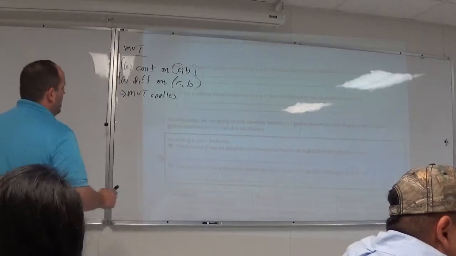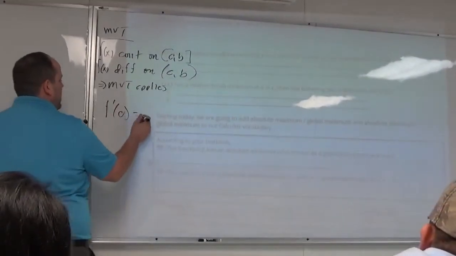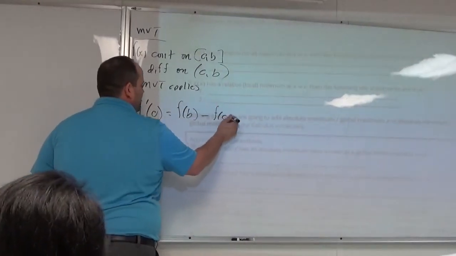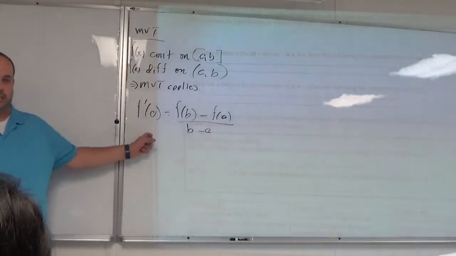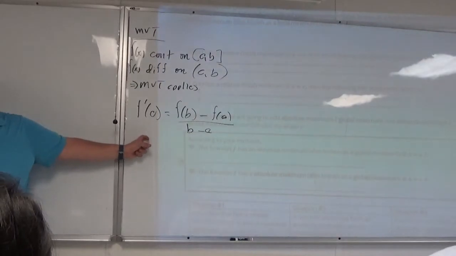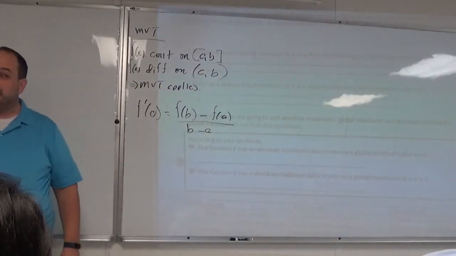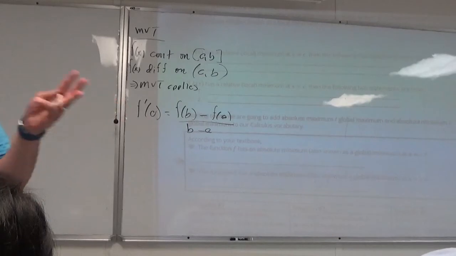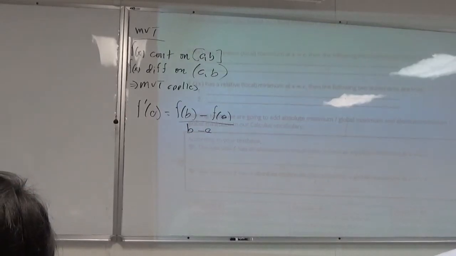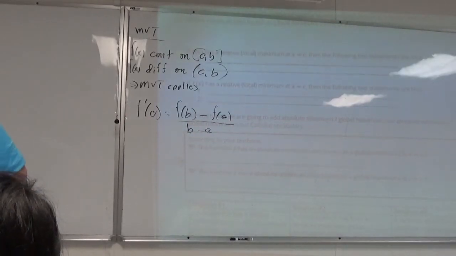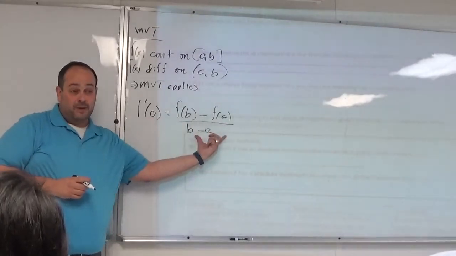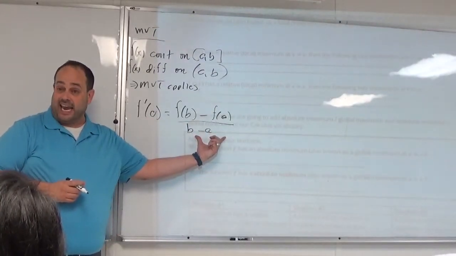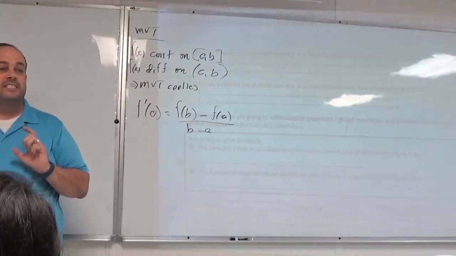F prime of c equals f of b minus f of a over b minus a. It's good, but it's not de Rosier quality. There's something missing here. F prime of c is equal to f of b minus f of a over b minus a, but there's something special about c. F prime of c is the slope of the tangent. F of b minus f of a over b minus a is the slope of the secant. But there's something special about where c lives.